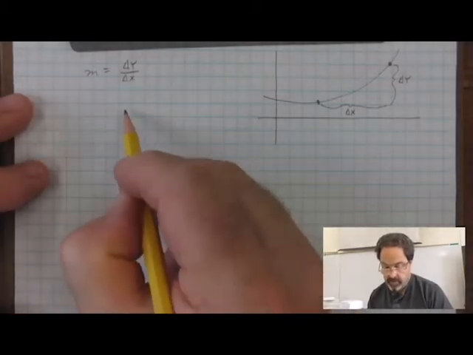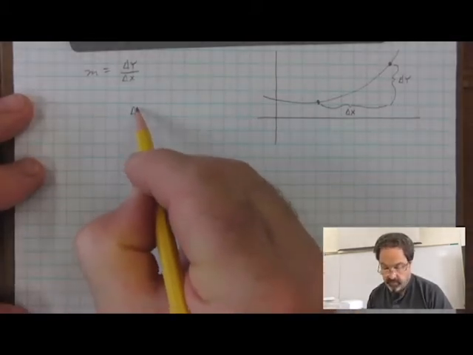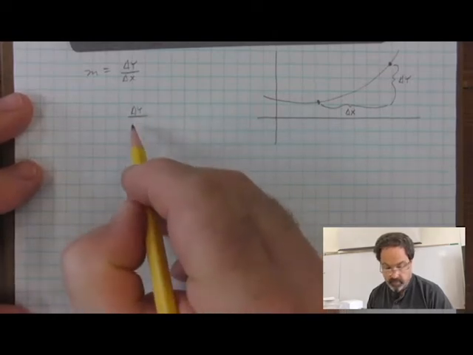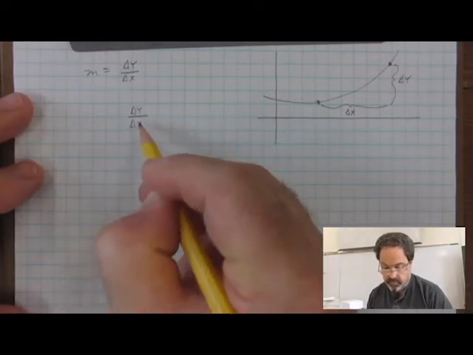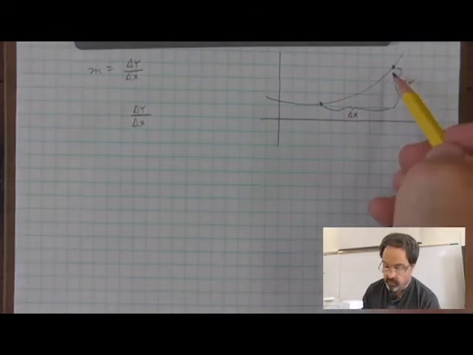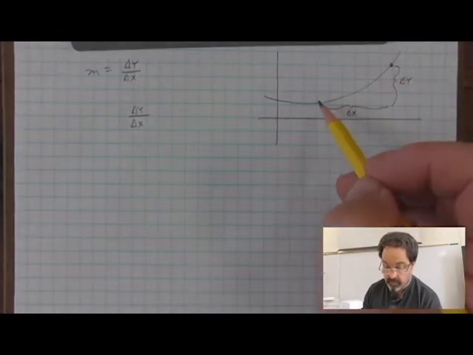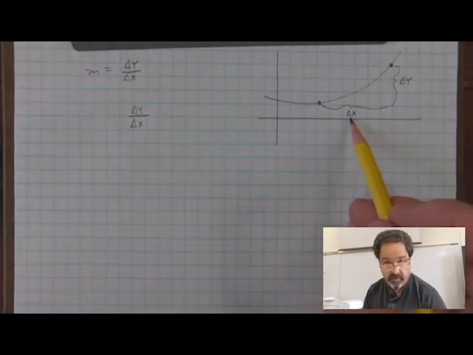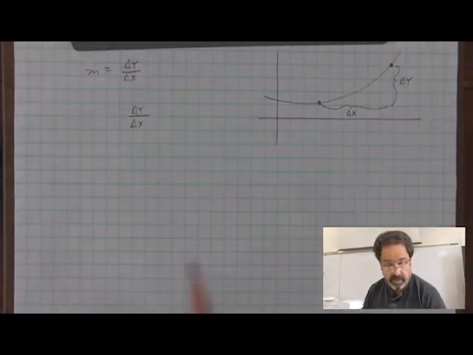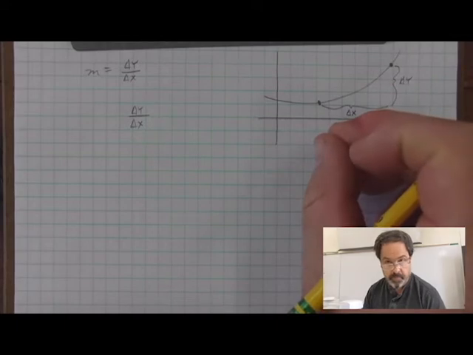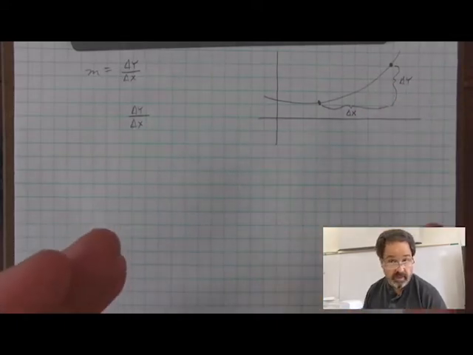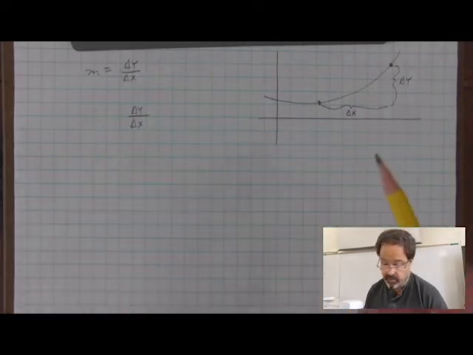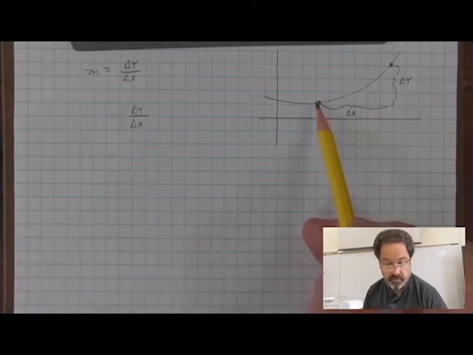Then we considered if we took that slope calculation, the slope of the line that connected 2 points, and we moved those 2 points together, if we shrunk the run, the delta x, to 0, the points would come together. The line would no longer be a secant line. It would be a tangent line that intersects the function or grazes the function at one point.